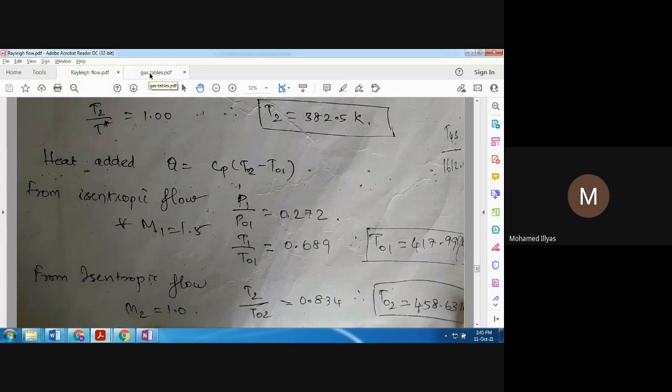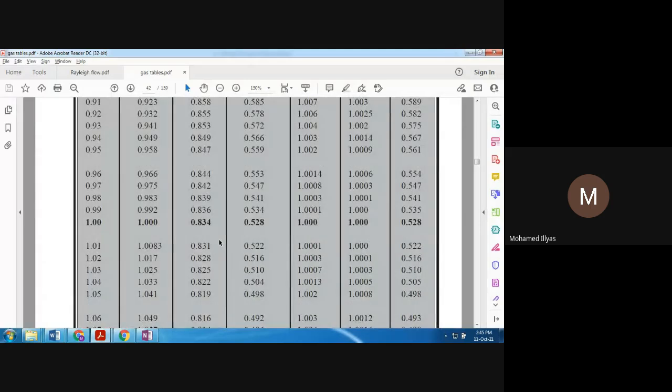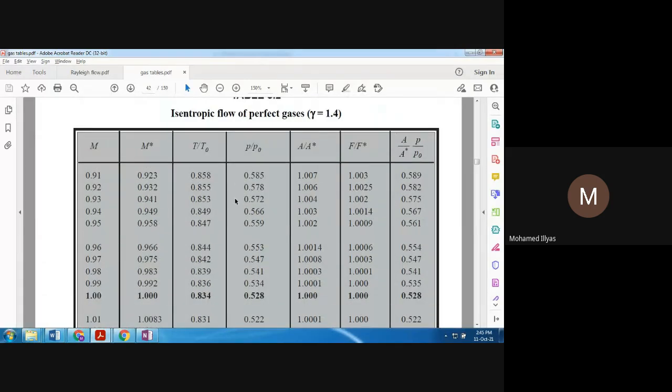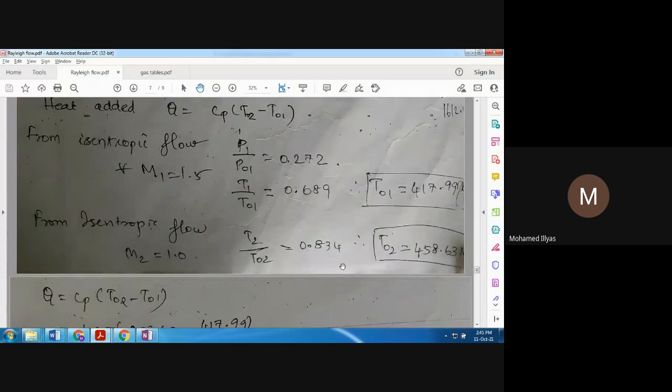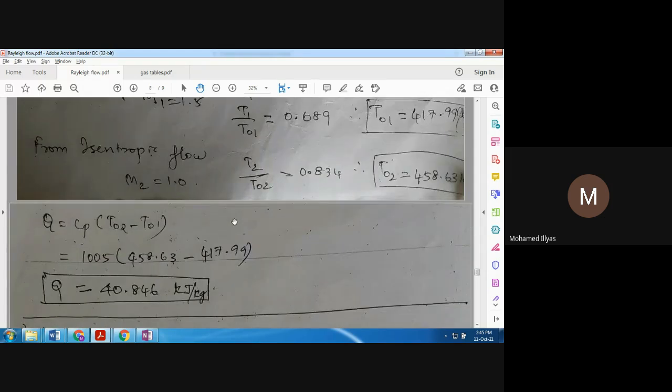And for M2 equal to 1, our T by T naught is 0.834. So we'll get as 0.834. So we know T1 and T2 here, so that we can write T01 equal to T1 by 0.689. So we'll get our T01 as 417.9. T02 can be calculated by writing T2 by 0.834. So we got T02 as 458.63.